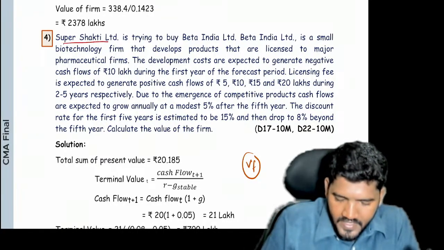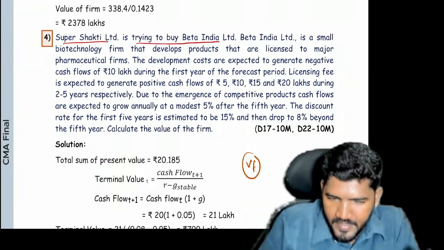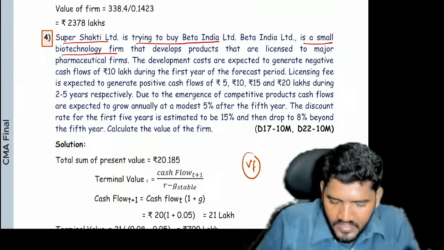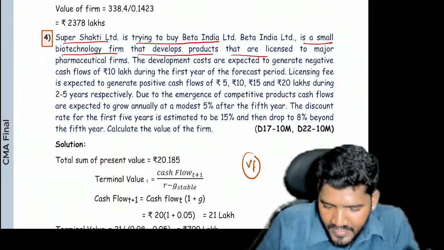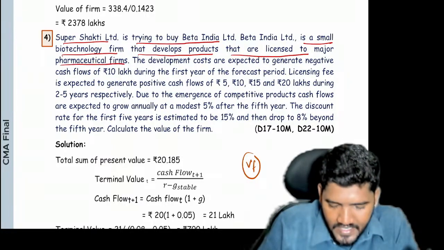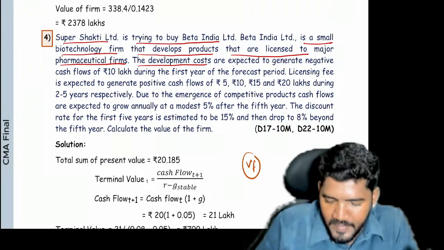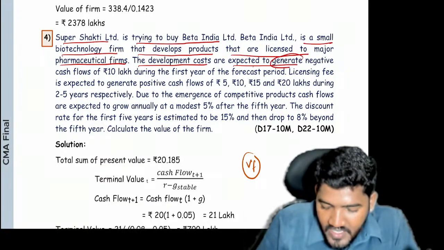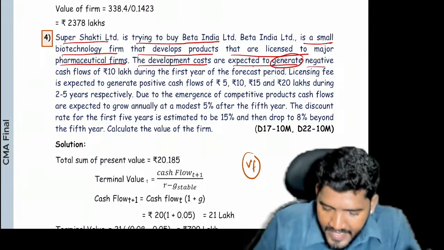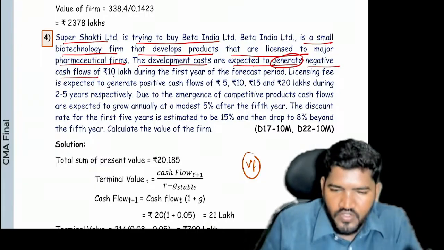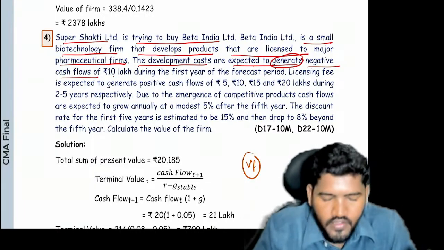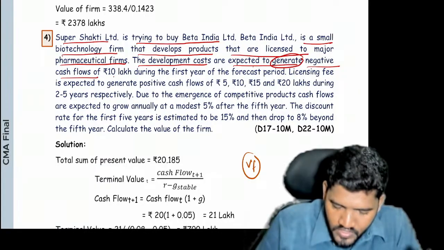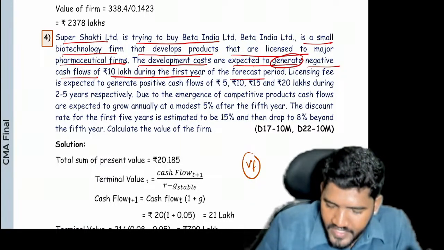Super Shakti Limited is trying to buy Beta India Limited, a small biotechnology firm that develops products that are licensed to major pharmaceutical firms. The development costs are expected to generate, the word generate means inflows, a negative cash flow of 10 lakh. So if you invest in that company, in the first year you are receiving negative cash flow of 10 lakh during the first year of the forecast period.